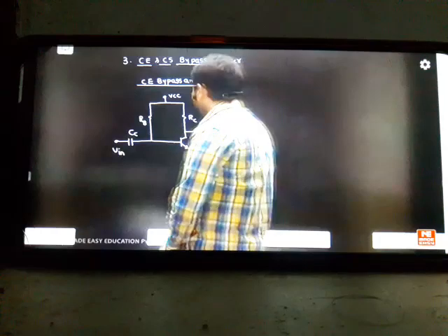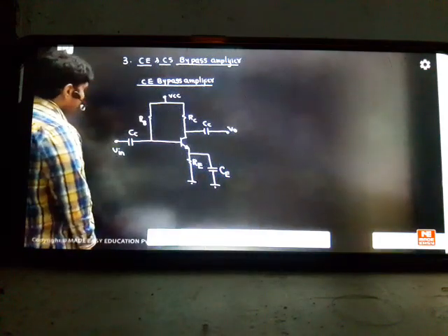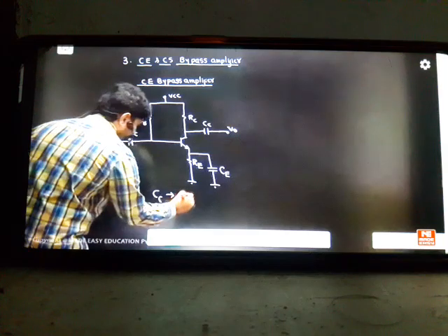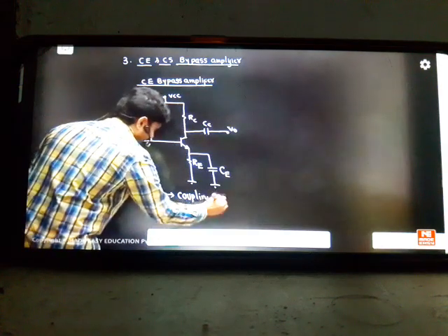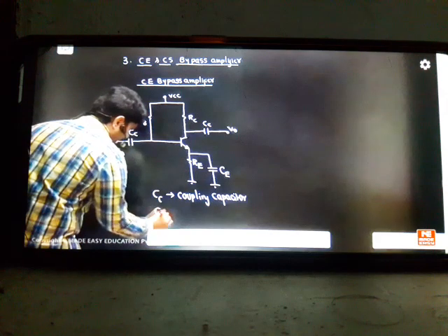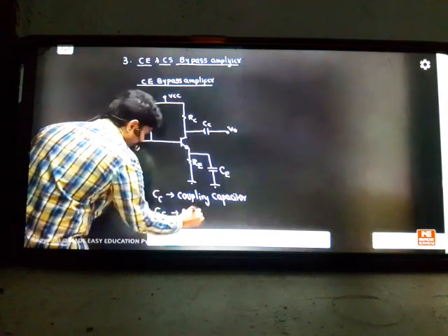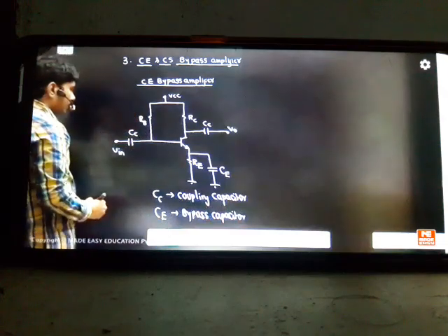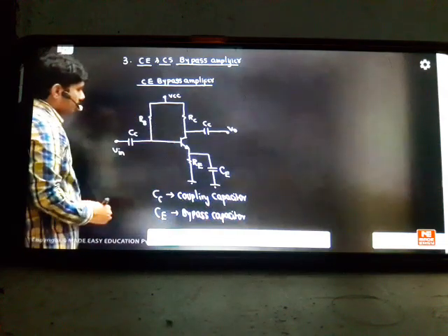So what is the meaning of CC and CE? Of course I'll tell you. First, we'll understand how to write the names of the capacitors. Here I'm writing CC, which means coupling capacitor. CC means coupling capacitor, and CE means bypass capacitor. These are the two names: one is coupling capacitor and one is bypass. Here we have two coupling capacitors and one bypass capacitor.